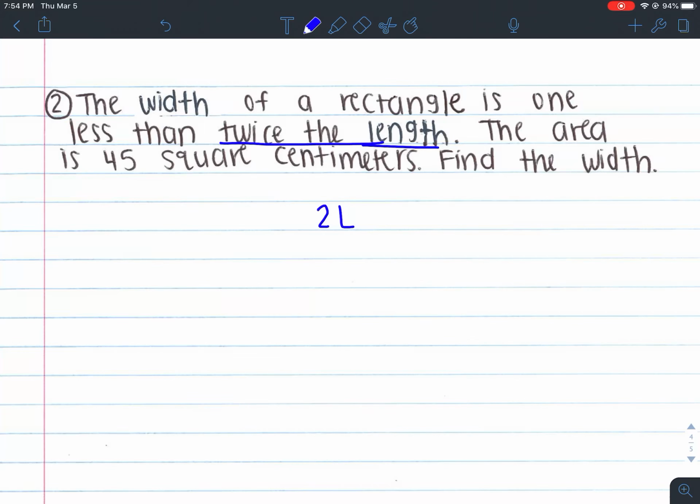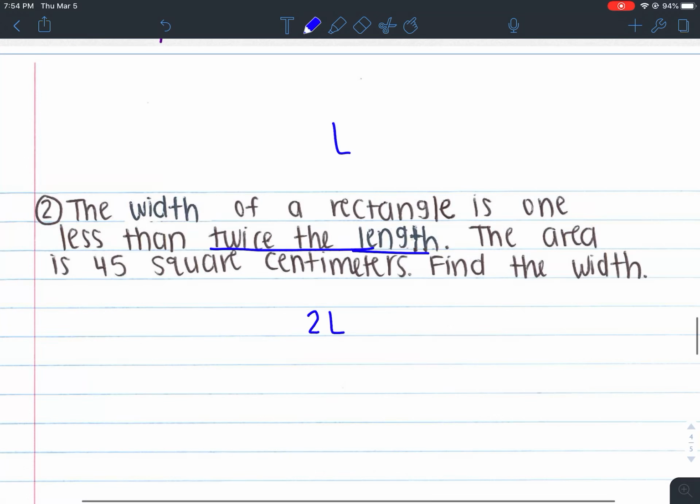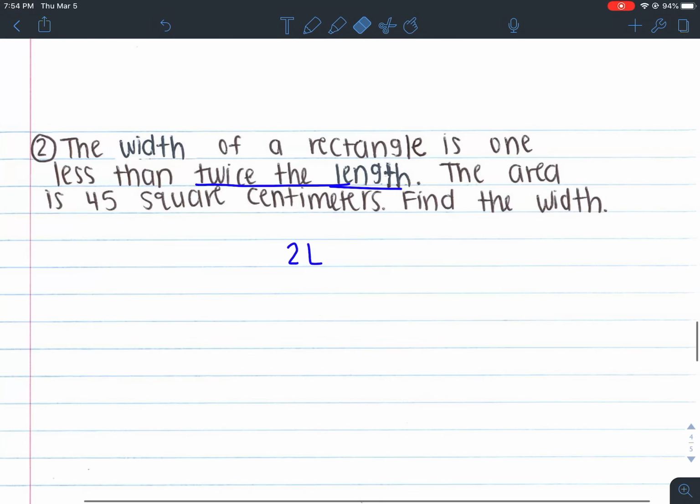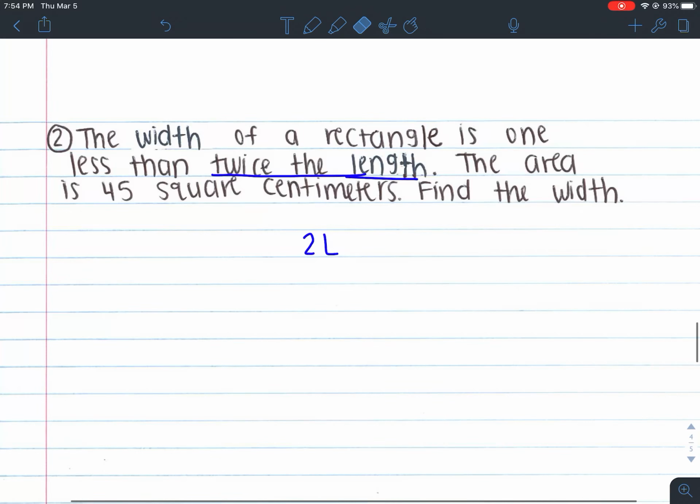Now, you're not always going to have a number attached to your variables, right? It's very possible that you just have something like this, where you don't even have a number attached to L. But in both of these problems, we have. So I'm just warning you that you're not always going to have that. Okay, so we have twice the length. And the next words I see are less than. Well, less than is a subtraction. So that's going to be minus. And then the next thing I see is the number 1, which I'm going to write as 1.